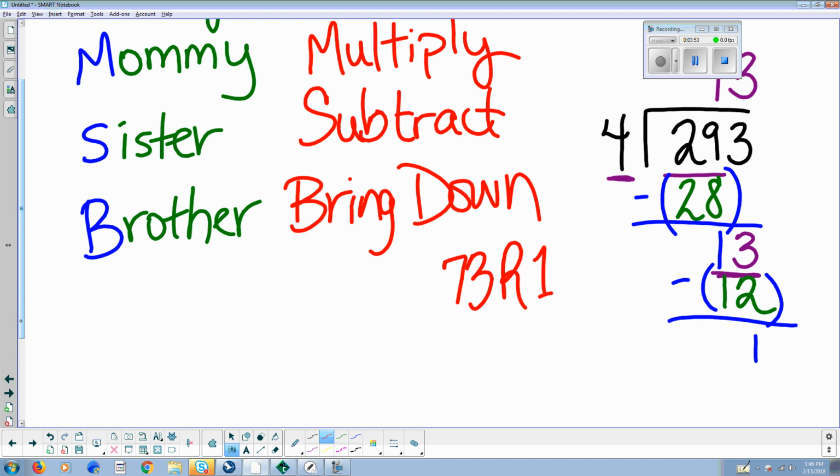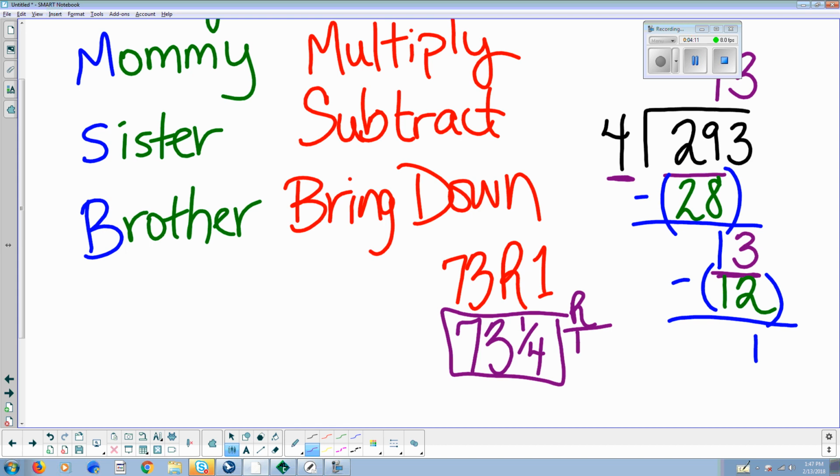Well, in algebra, we would write this as 73 with 1 left over our divisor of 4. So our true quotient is 73 and 1/4. The remainder goes over the divisor. Okay, so 73 times evenly with 1/4 left over. So 73 and 1/4. That is the division algorithm.